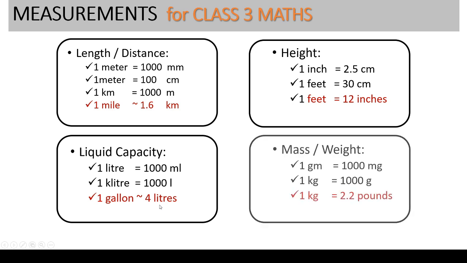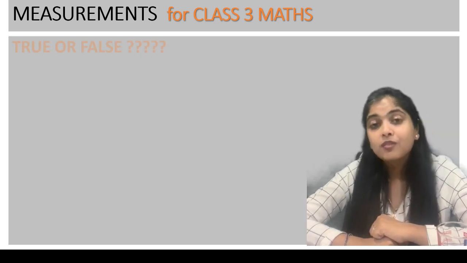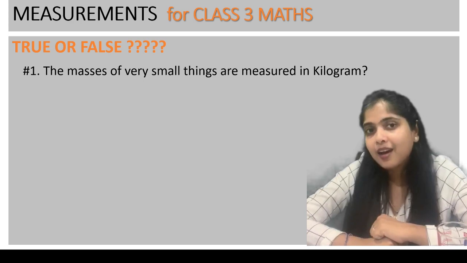Now let's come to the measuring of mass or weight. Now 1 gram is equal to 1000 milligram and 1 kilogram is equal to 1000 grams. So if you sort of equate these two, actually 1 milliliter is same as 1 gram. Well, and the last unit of weight is pounds, which is also used in USA. Pounds, where 1 kilogram is 2.2 pounds. Now to quickly revise what we have learned, let's try to solve this true and false and apply our concept.